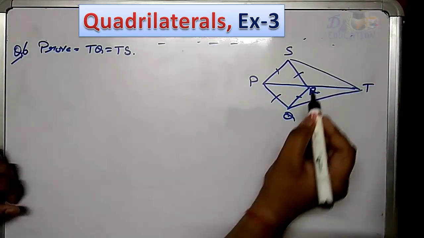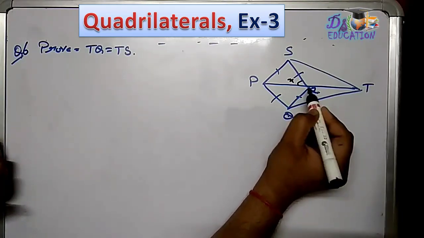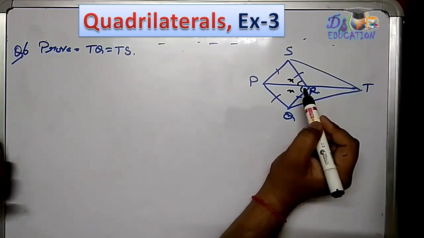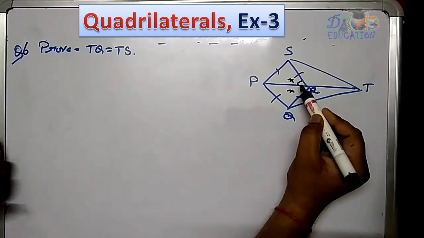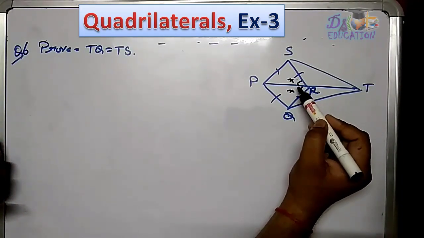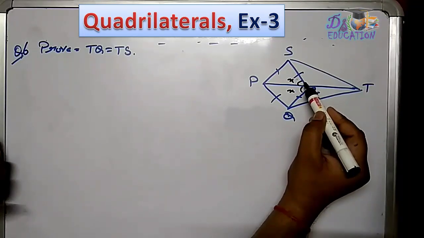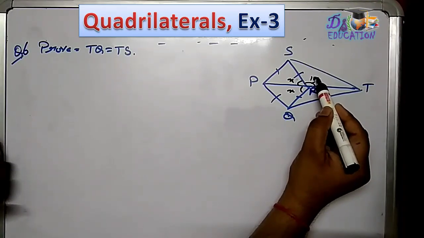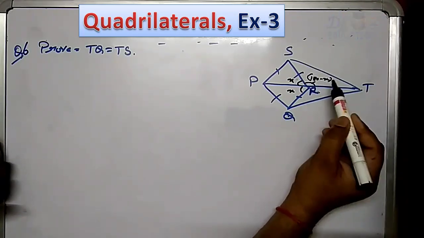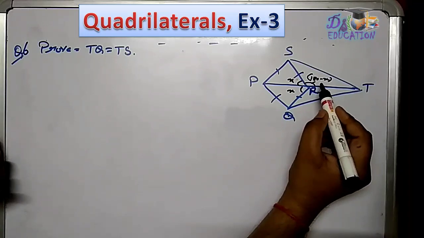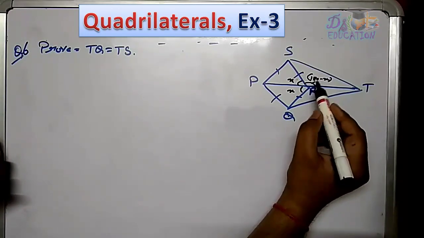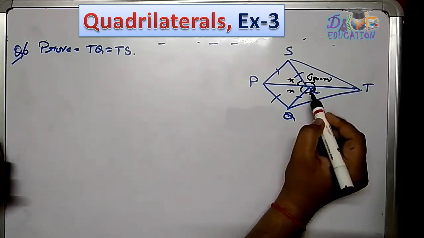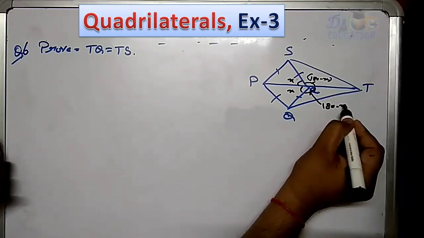Suppose I take this angle as x and this angle also x. Why? Again, the diagonals of a rhombus bisect the angle into two equal parts. If this is x, then this will also become x. So if this is x, then this angle will be equal to 180 minus x. Why is this angle equal to 180 degrees minus x? Linear pairs. Okay, these are linear pairs. Same as this angle also, this will also become 180 minus x.